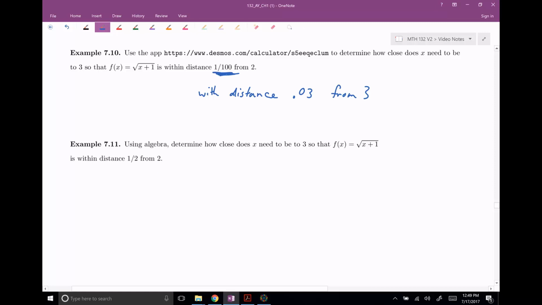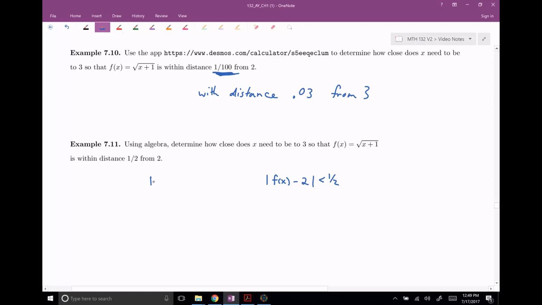Well, we learned from our absolute value inequalities, right? If you want the distance between f of x and 2, well, this has something to do with the absolute value of f of x minus 2. We would like this distance to be less than 1/2. Within distance 1/2, so less than distance 1/2 away. And the question becomes, how close does x need to be to 3?